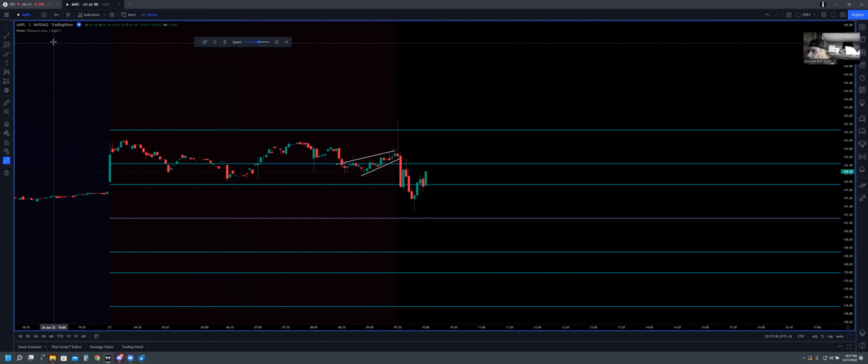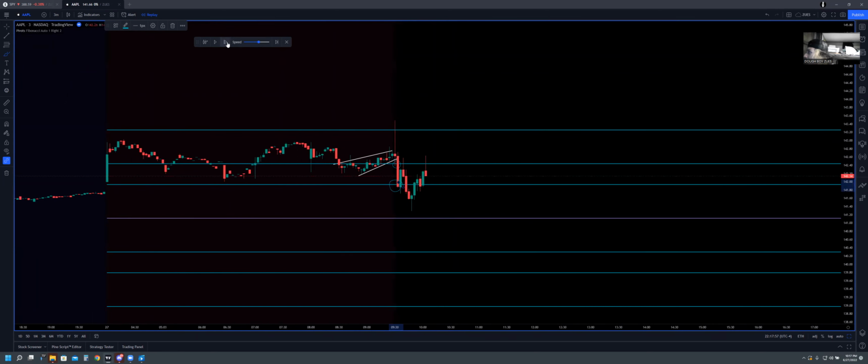So it's looking a little nasty there. That would have been a nice scalp from here to here. Pretty much, like I said, just from one level to the next level, and that's it. That's all you really want to take it for, especially when levels are this tight.